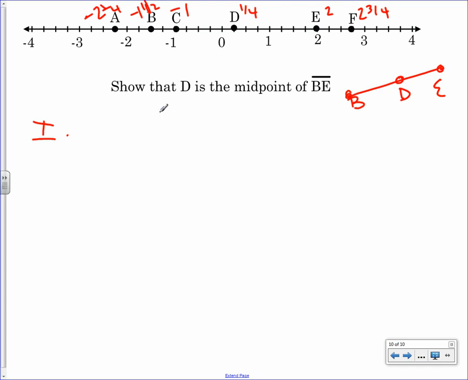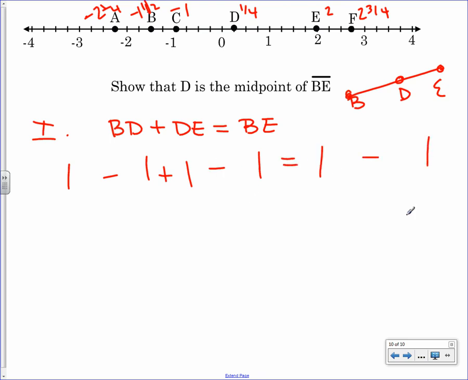Okay? So yesterday we would have said BD plus what? DE equals BE. That's exactly what we did yesterday. We're going to do it again. Is everybody okay with that? Okay? And if you remember, our formula to find the length between two numbers on a number line is something minus something absolute valued every time, plus something minus something absolute valued equals something minus something absolute valued. That's the formula to find the distance, just like yesterday.